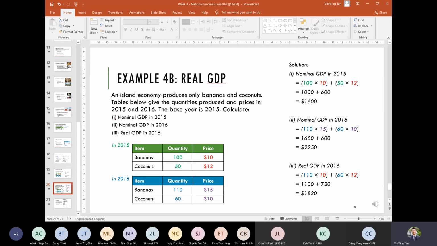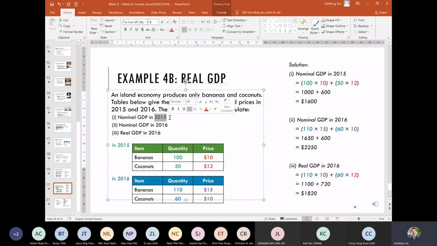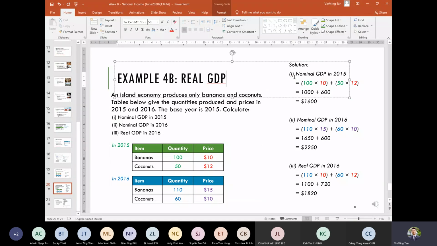Part one, calculate the nominal GDP in 2015. Nominal in 2015, so that means we just focus on 2015 only. We only need to use this table. Nominal GDP for 2015 means we have to use the price and quantity of both products in 2015 in order to do the calculation. So we just need to focus on this table for question 1, part 1.